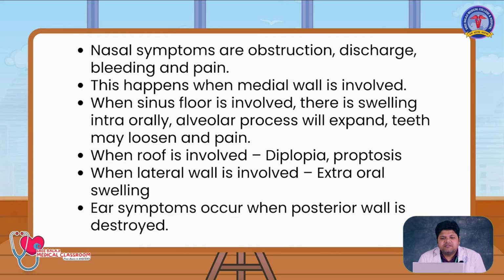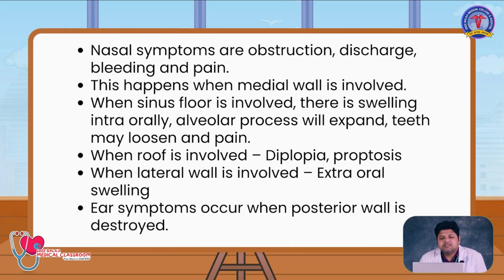When the floor of the sinus is destroyed, there is intraoral swelling, expansion of the alveolar process, pain, numbness and loosening of teeth. When the roof is destroyed, there could be diplopia, proptosis, hyperesthesia, epiphora and pain over the cheek. When the lateral wall is eroded, the swelling becomes evident extraorally. Involvement of the posterior wall can cause trismus and obstruction of the eustachian tube, causing a stuffy ear.